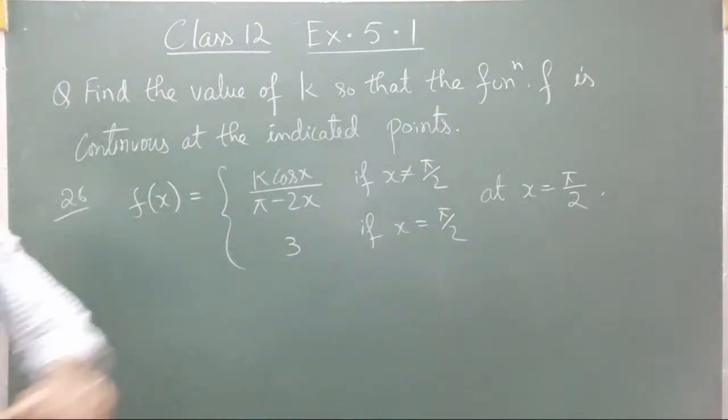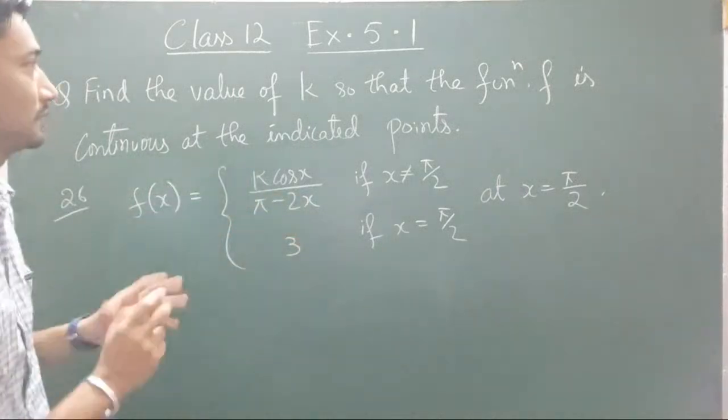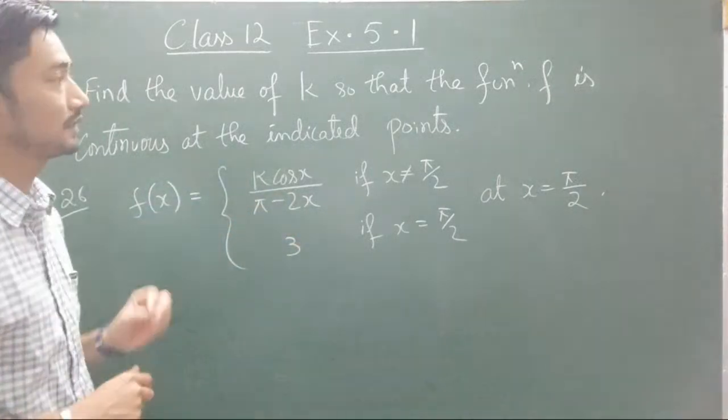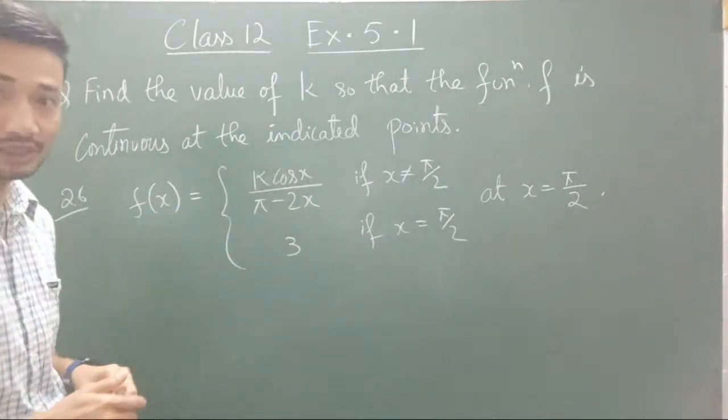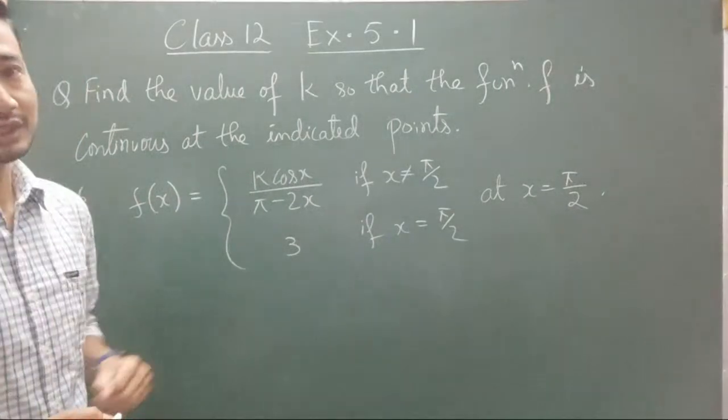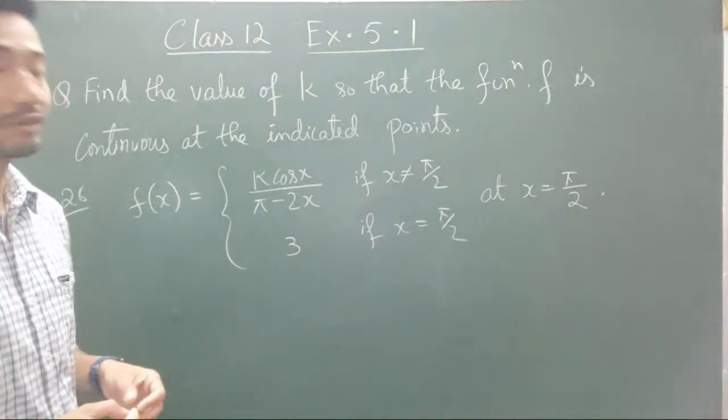So now you see, you're supposed to find out the value of k so that the given function f is continuous at the indicated points. This is the function that is given to us. The indicated point is x equal to pi by 2.